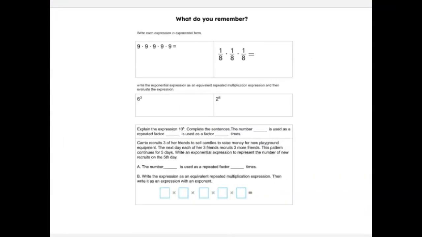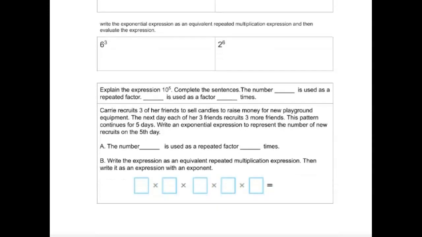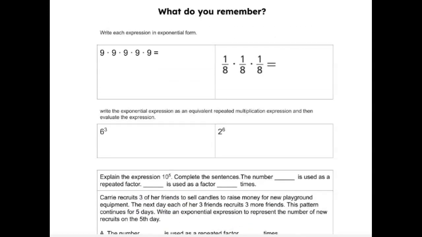Here's what you should remember. You can find this on page 230, some of them on page 236. Zoom in so we can see it. Remember, if you're doing this by yourself, try to do them without me and then go back and check your answer. Write each expression in exponential form.